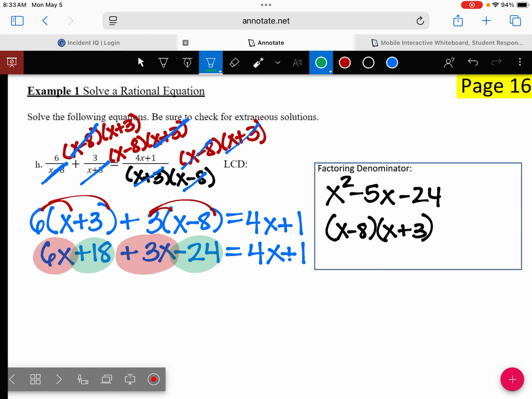All right, who agrees with what I got? 6x plus 18, and then plus 3x minus 24. All right, so our pink bubbles, they're like terms, and the green bubbles are like terms. So 6 plus 3 is 9. 18 minus 24 is negative 6.